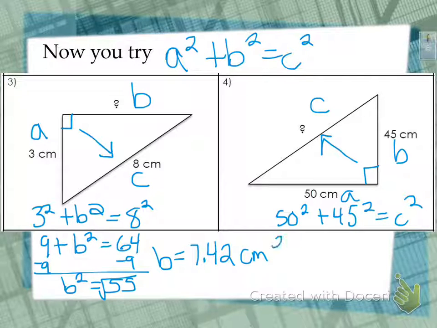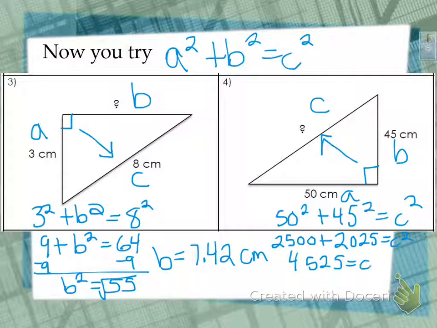50 squared is 2,500. 45 squared is 2,025. That equals C squared. When I add those together, I have 4,525. And finding the square root of that for my answer, C equals 67.27. And I don't want to forget my label of centimeters.